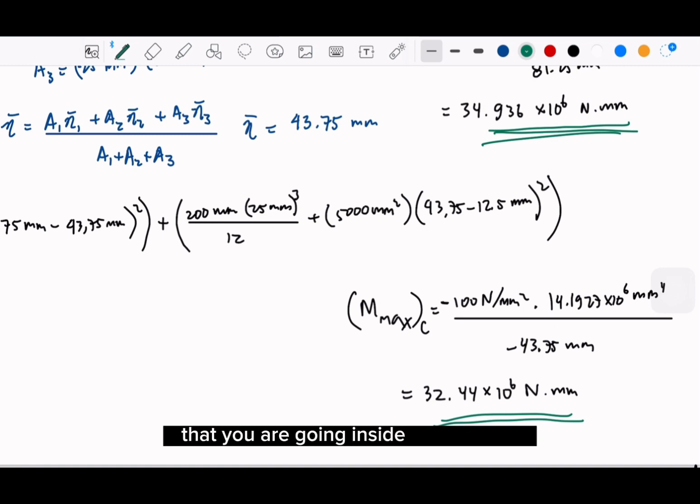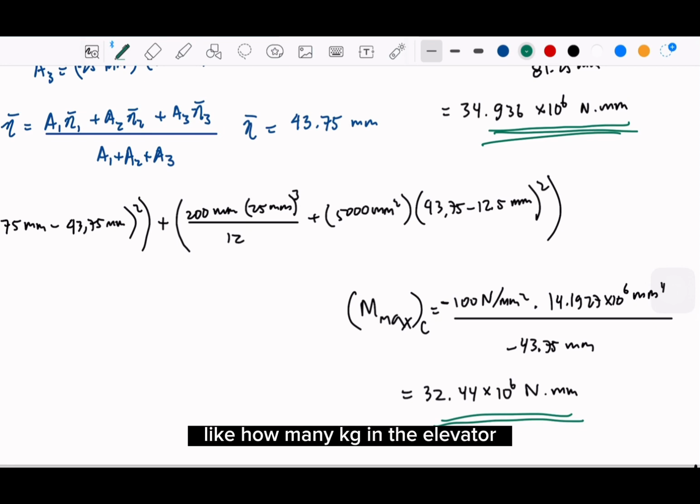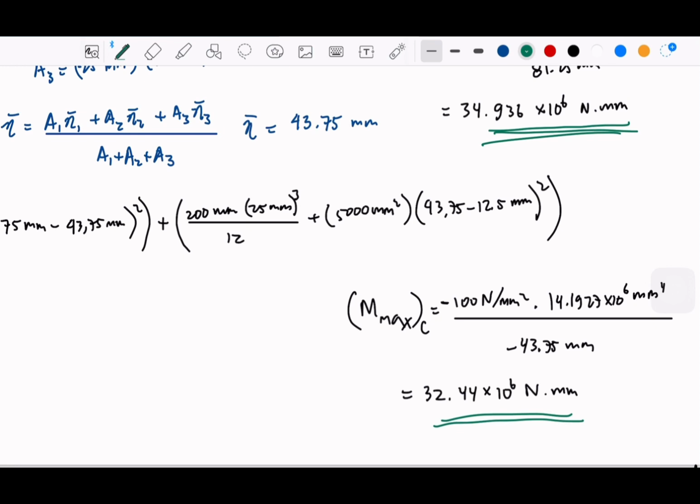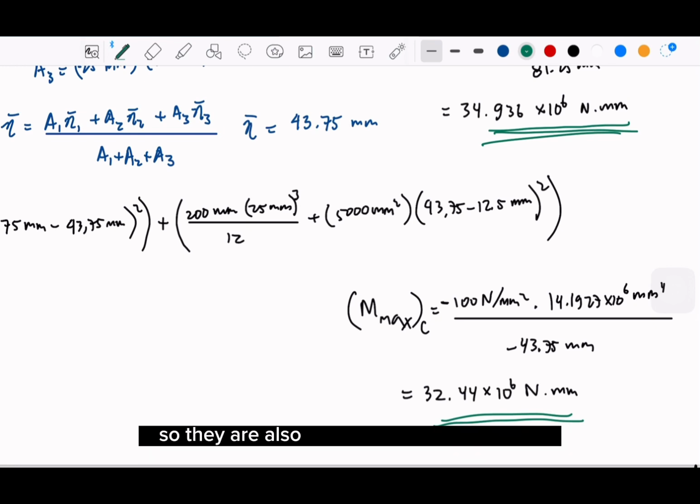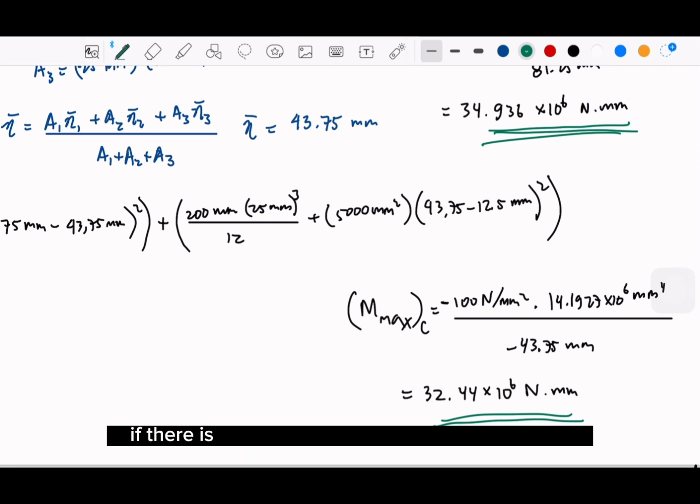Like you are going inside the elevator, you have the maximum, right? Like how many kg in the elevator. Of course that you are not, if you are like maybe over capacity, there will be some alarm, right? You need to get out. So they are also applying the allowable weight, right? Or allowable stress inside. If there is maybe increasing higher than the yield, right? The yield stress or yield strength, then it will be destruction. So we are going to take this.